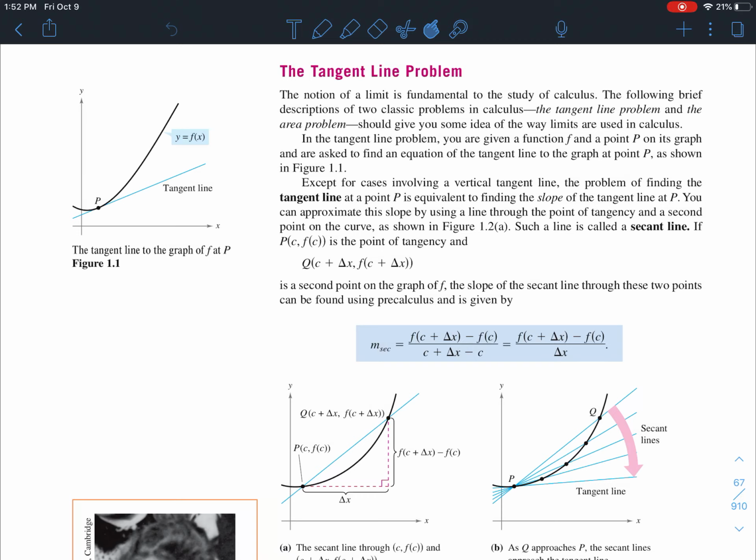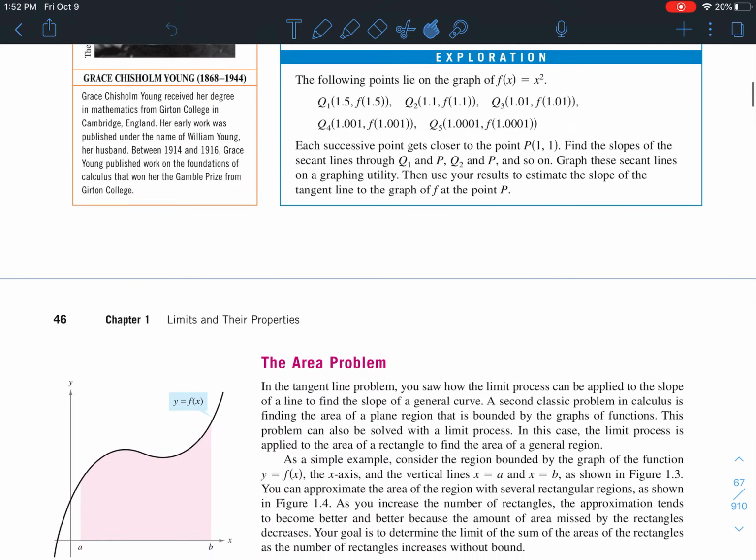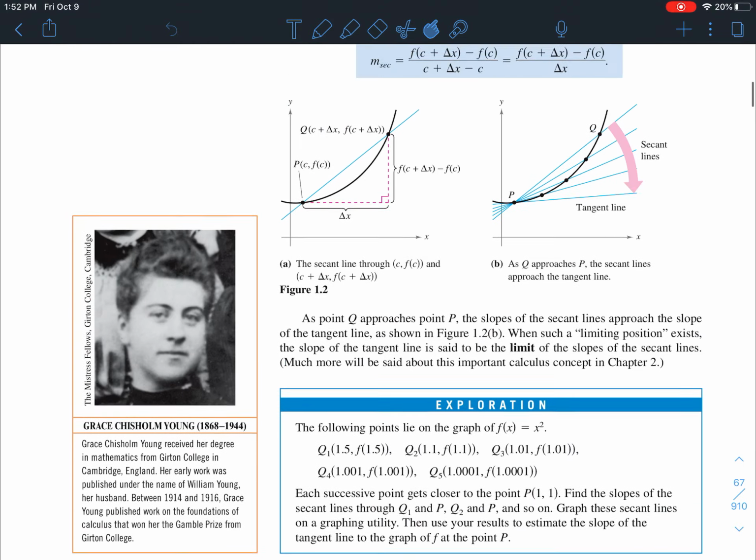In this video, I'm going to be introducing you to two of the fundamental concepts of calculus, which is the derivative and the integral. But in other terms, we're going to call those two things the tangent line problem and the area problem. This is from your textbook.